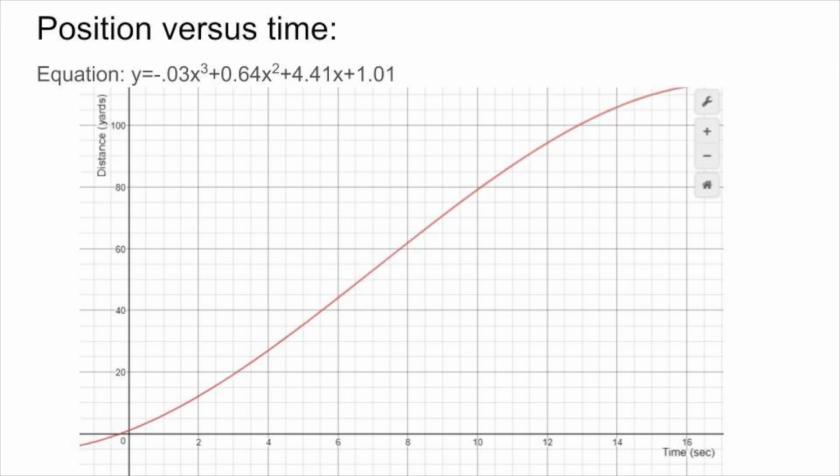And then this is the graph that goes with it, and it came out to be a cubic regression with our data points. The time in seconds is represented on the x-axis while the distance in yards is represented on the y-axis. And as you can see, as time increases, the distance increases as well.